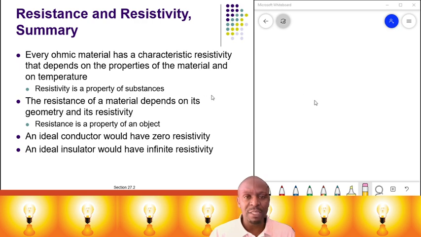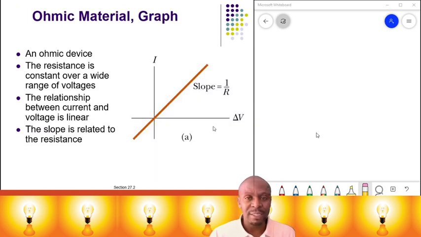Now, resistivity is a property of a substance, as I've said. The resistance of a material depends on the geometry and its resistivity. Resistance is a property of an object. An ideal conductor will have zero resistivity. However, the ideal insulator will have infinite resistivity, because an insulator doesn't conduct electricity. Now, this is what you are going to find for the materials which obey Ohm's law.